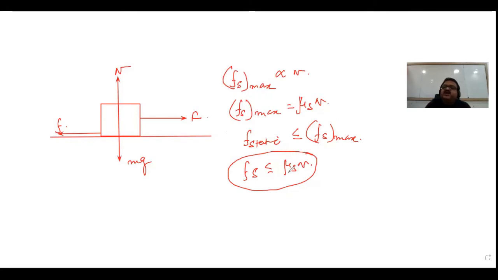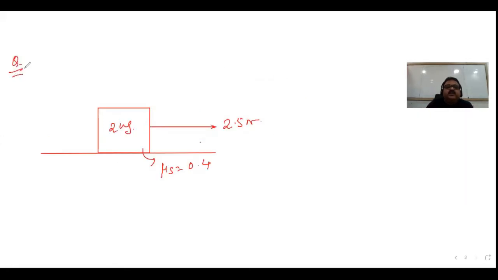But when the body starts moving because of the applied force, at that particular point of time, the force of friction which will come into account is kinetic friction, and we write Fk equal to mu k into N. I think you people are quite aware of this. Mu k is less than mu s. So this is the basic understanding with the help of which we can start the lecture. Okay.